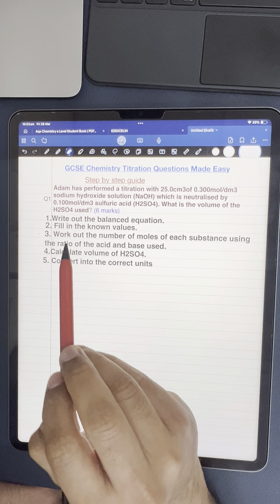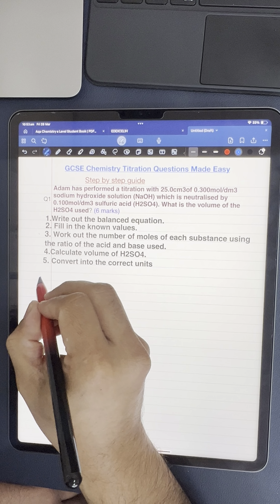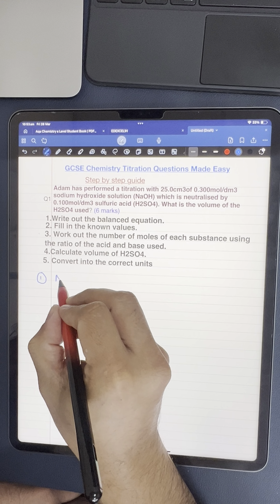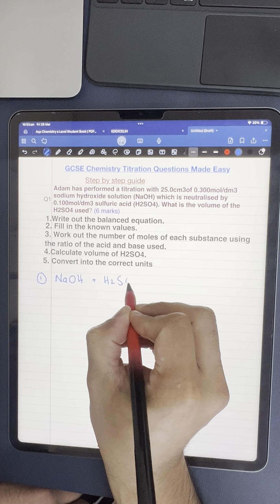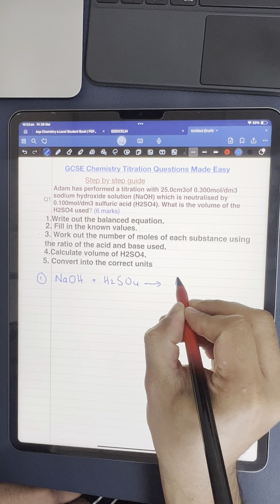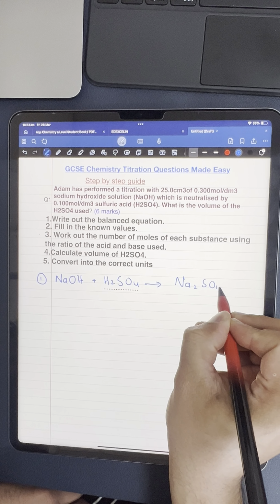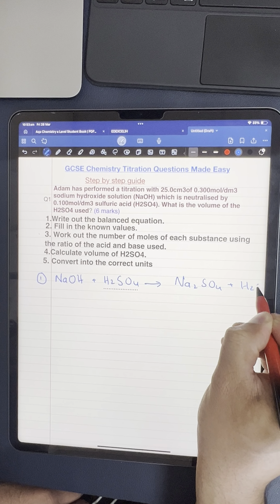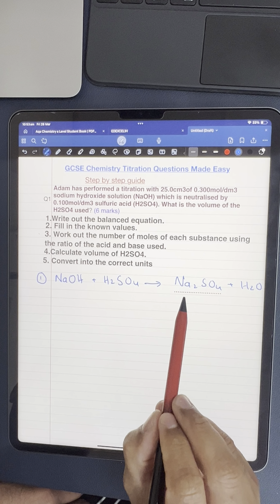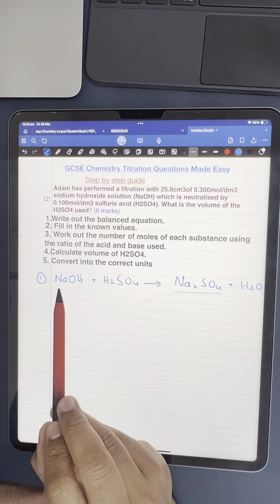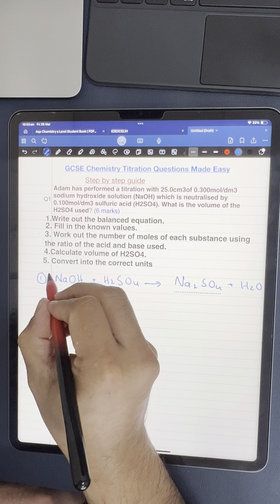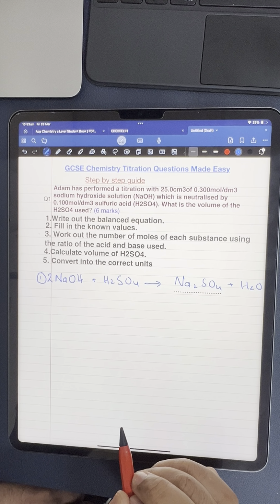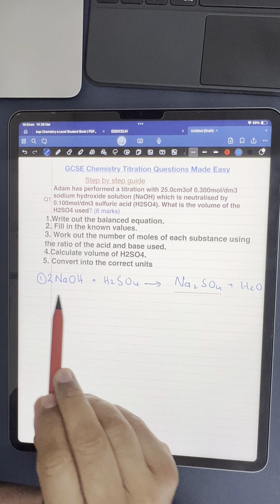First step, it tells you write down a balanced equation. So let's write that down. Number 1. Writing the balanced equation, it is sodium hydroxide plus H2SO4, and that will form Na2SO4 plus H2O. Now, let's look at the sodium atoms. Sodium atoms on the left are 1, sodium atoms on the right are 2. So I will just multiply sodium hydroxide with 2, and that balances our sodium atoms.